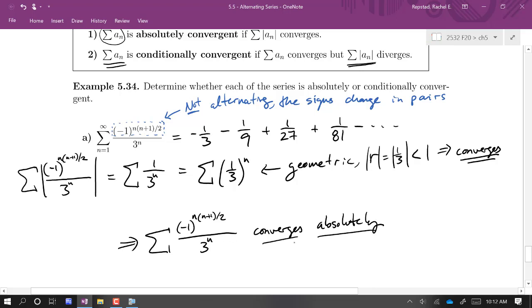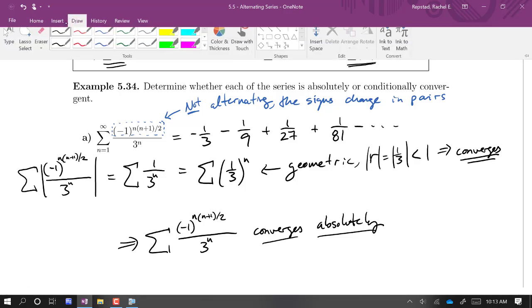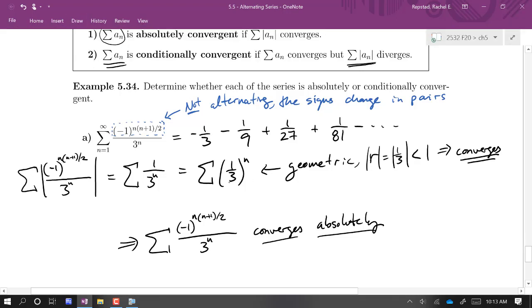It's important to note that when we made everything positive, we got this geometric series, and we know how to tell what that converges to, right? We have that formula. We know that it'll converge to a over 1 minus r. We don't know what this original series converges to. And that's okay. We know that it's absolutely convergent, but it's good to observe that we don't have that formula to use, because this one is actually not geometric.